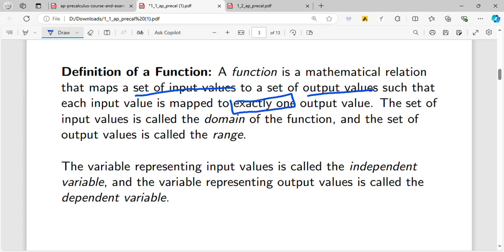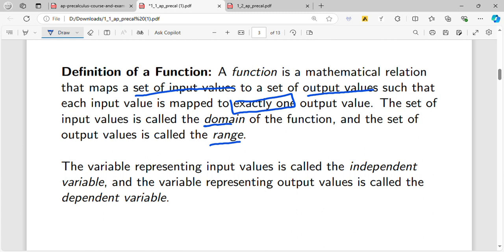This is very important because if we have a single input value mapped to multiple output values, then by definition it is not a function, it is just a mapping. The set of input values is called the domain of the function, while the set of output values is called the range of the function. We'll see this with the help of an example.